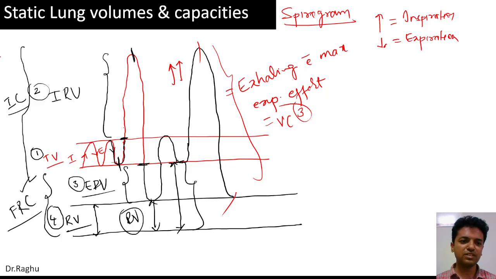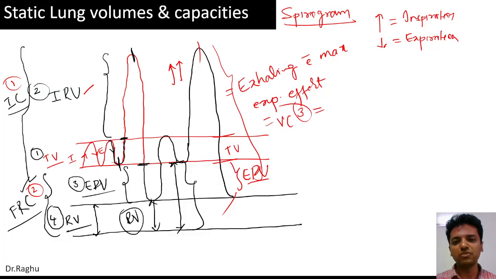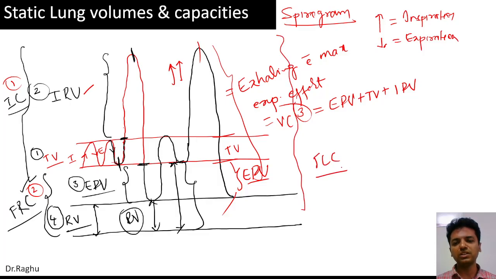Our first capacity was the inspiratory capacity, second capacity was the functional residual capacity, and the third capacity is this. Now if I ask you to calculate, vital capacity is a sum of three volumes. One is inspiratory reserve volume from here to here, second one is this volume, the tidal volume, and the third volume is this, which is the expiratory reserve volume. So vital capacity is equal to ERV plus TV plus IRV. These are the three things. So vital capacity is this. And a total of all these is called the total lung capacity.